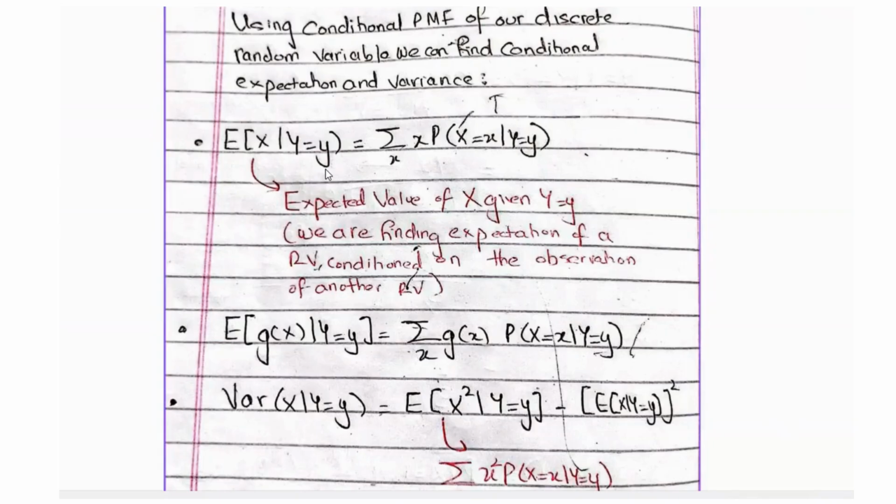Firstly, we look at how we can find the expected value of x given y is equal to small y. So we're finding the expectation of our discrete random variable x conditioned on the observation of another variable capital Y, where the observation is small y.